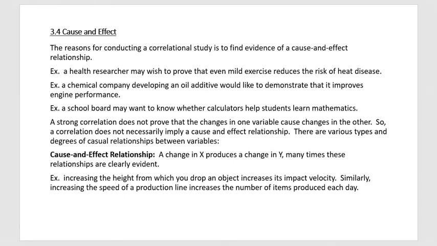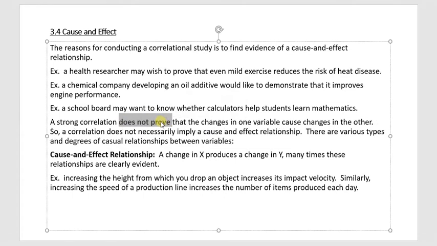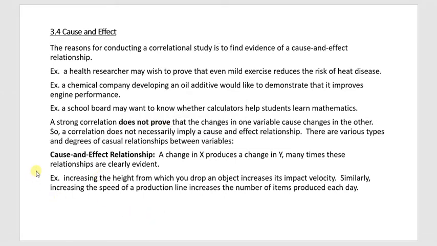Okay, a strong correlation does not prove, this is important, does not prove that changes in one variable cause changes in the other. So correlation does not necessarily imply a cause and effect relationship. There are various types and degrees of these causal relationships. Here's our first example.